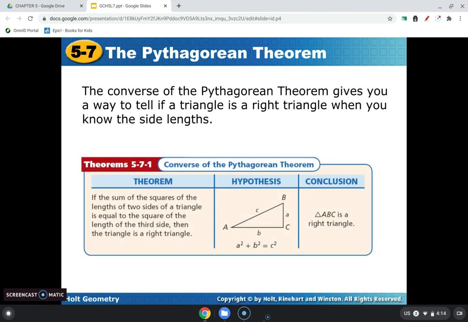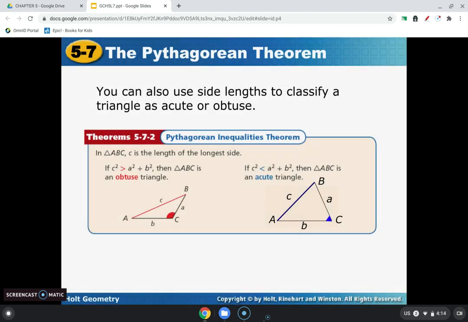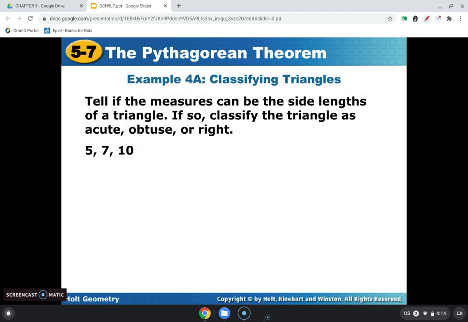Okay. The converse of the Pythagorean theorem will tell you what kind of triangle you have. So if you have a, b, and c, and a squared plus b squared equals c squared, then you got yourself a right triangle. If a squared plus b squared is less than c squared, or if c squared is greater, then you got an obtuse triangle. If c squared is less than a squared plus b squared, then you got yourself an acute triangle. Make sure you remember how to find if it's a triangle or not first before you go on to that next step. So let me show you what I'm talking about.